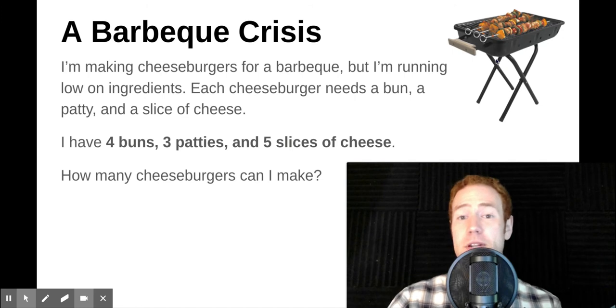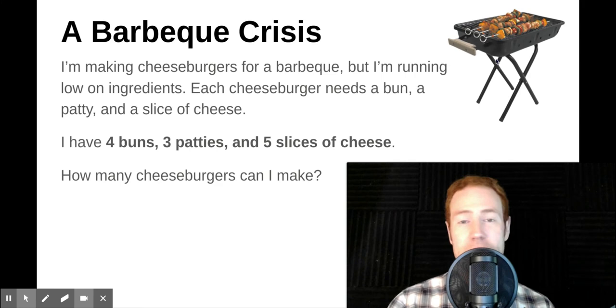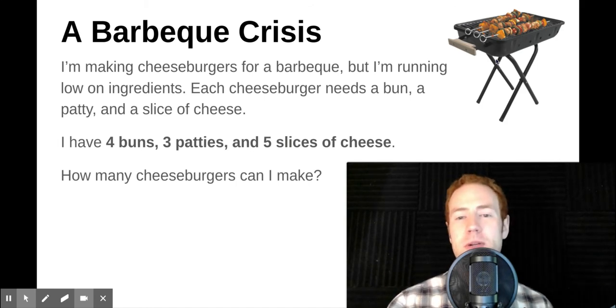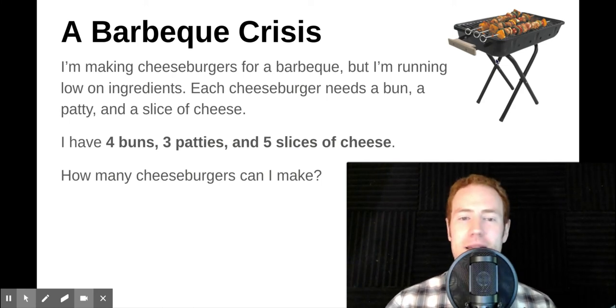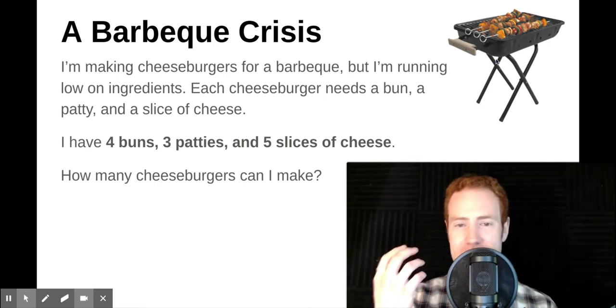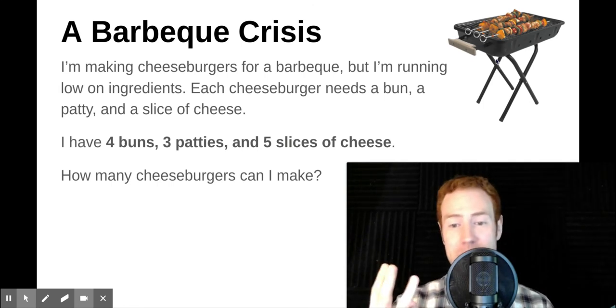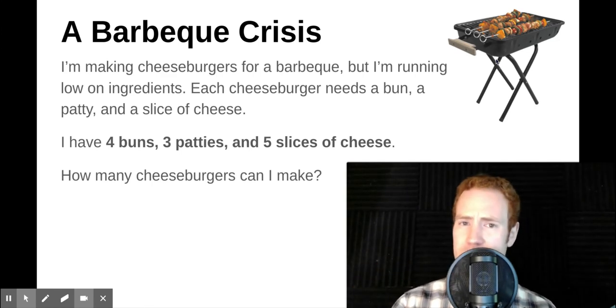First of all, I have a crisis that I need solved right now. I am making cheeseburgers for a barbecue. I'm not inviting anybody to the barbecue though, because, pandemic and all that. But I'm making cheeseburgers for a barbecue and I'm running low on ingredients and I need to know how many cheeseburgers I can make. So each cheeseburger, the recipe for a cheeseburger is you need a bun, you need a patty, and a slice of cheese. And I have 4 buns, 3 patties, and 5 slices of cheese. So my question is, how many cheeseburgers can I make?